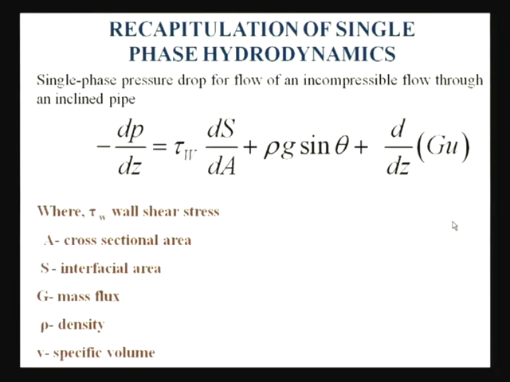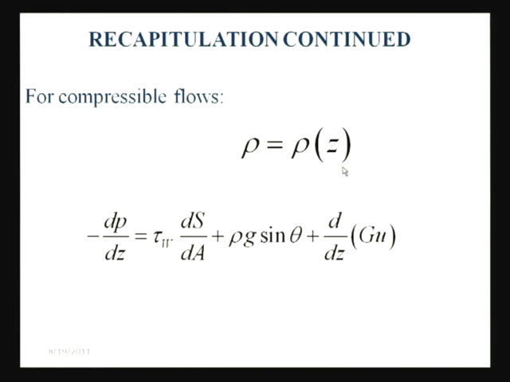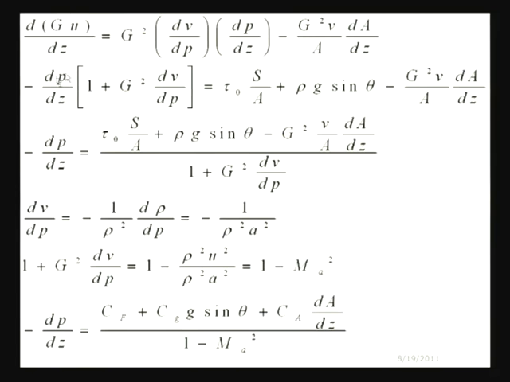Now, if you remember in our introduction chapter, what had I tried to do? I had tried to deduce the continuity and the momentum equation for incompressible flows. And then I told you that for compressible flows, what happens? In this particular case, rho times u is a variable, because rho varies. And since rho varies with z, accordingly the acceleration pressure drop takes some different forms, and finally, we had come to this particular denominator.